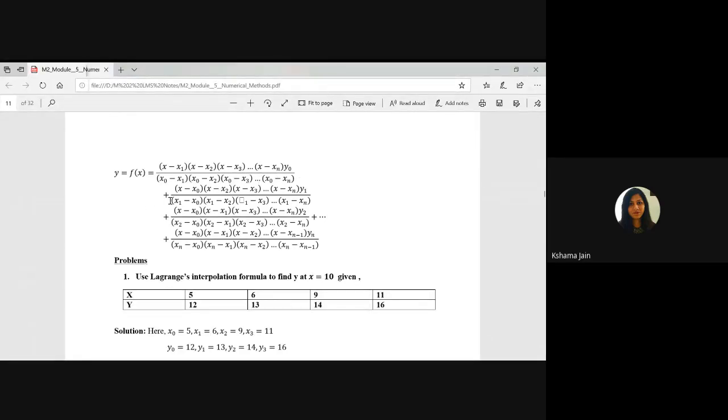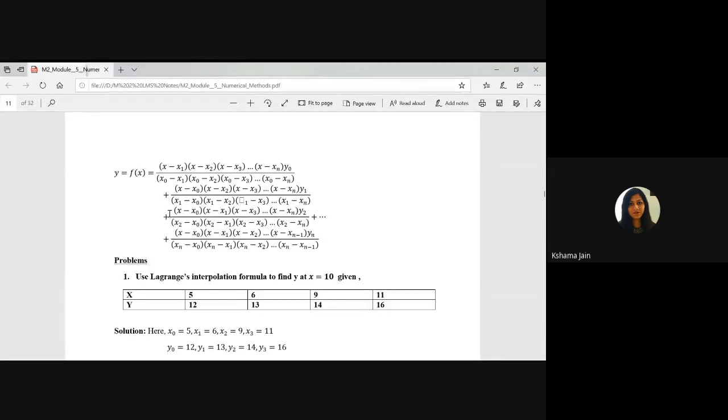Now we come to the second term after addition. In the second term, the x naught I had taken will now come to x1. In this multiplication, x1 is not there: x minus x naught, x minus x2, x minus x3 and till the last x minus xn. Whatever term is missing, we take the corresponding y value. Here y1, divided by x1 minus x naught, x1 minus x2, x1 minus x3, and so on, x1 minus xn.